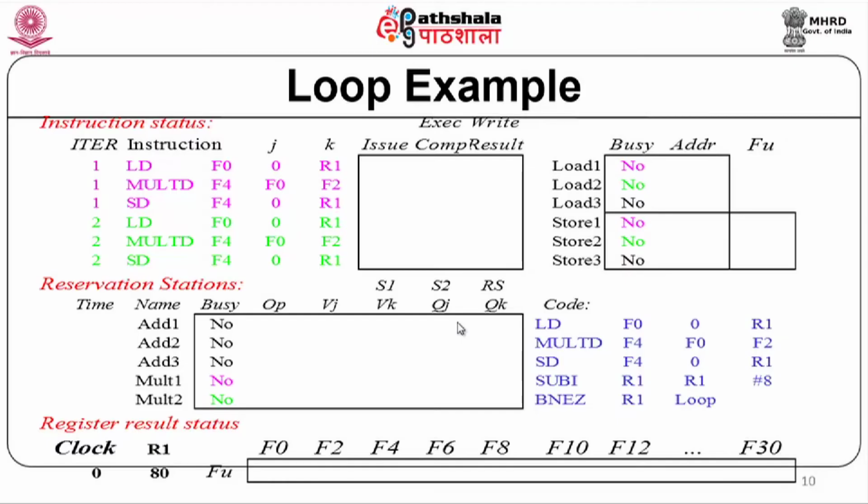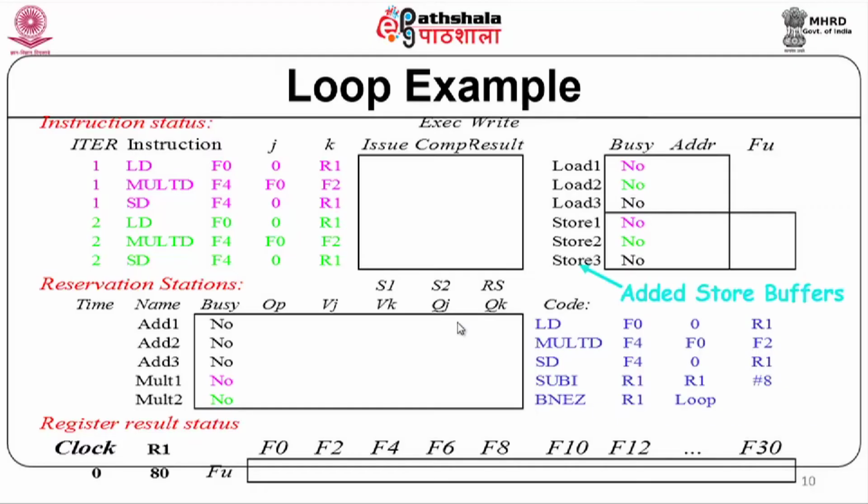And you also have an iteration counter here, because we are going to go through 2 iterations here. You have an iteration counter and of course a clock cycle indicator, and initially we assume that R1 has a value of 80, so that the loop actually has to get executed 10 times, but we are only going to go through 2 iterations of the loop.